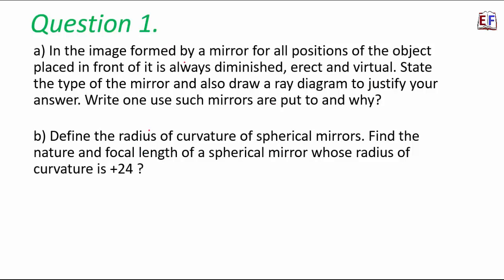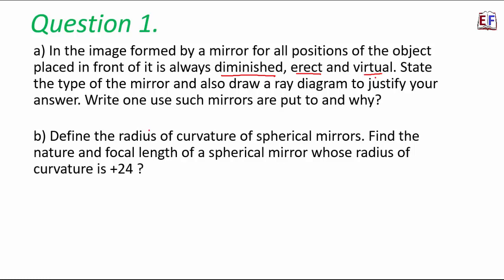Question number 1. In the image formed by a mirror, for all positions of the object placed in front of it, the image is always diminished, erect and virtual. State the type of the mirror and also draw a ray diagram to justify your answer. Write one use of such mirrors and why. Okay, so here these are the three most important words that we need to focus on.